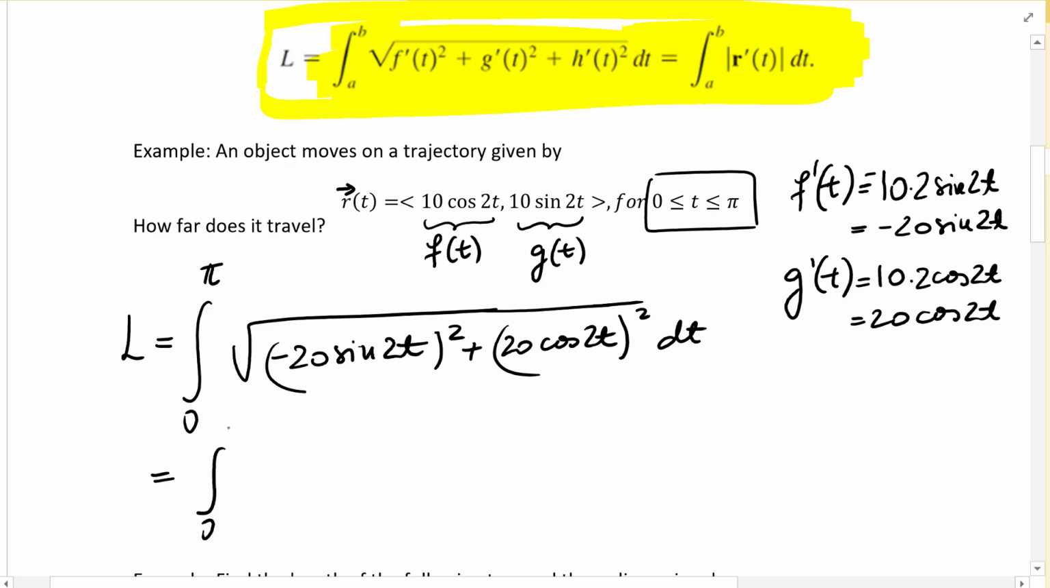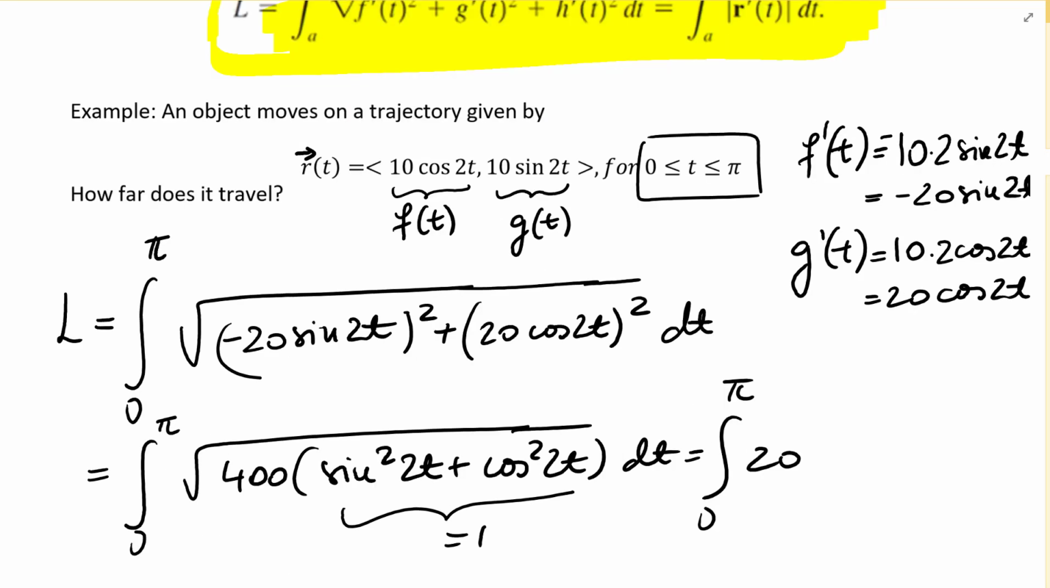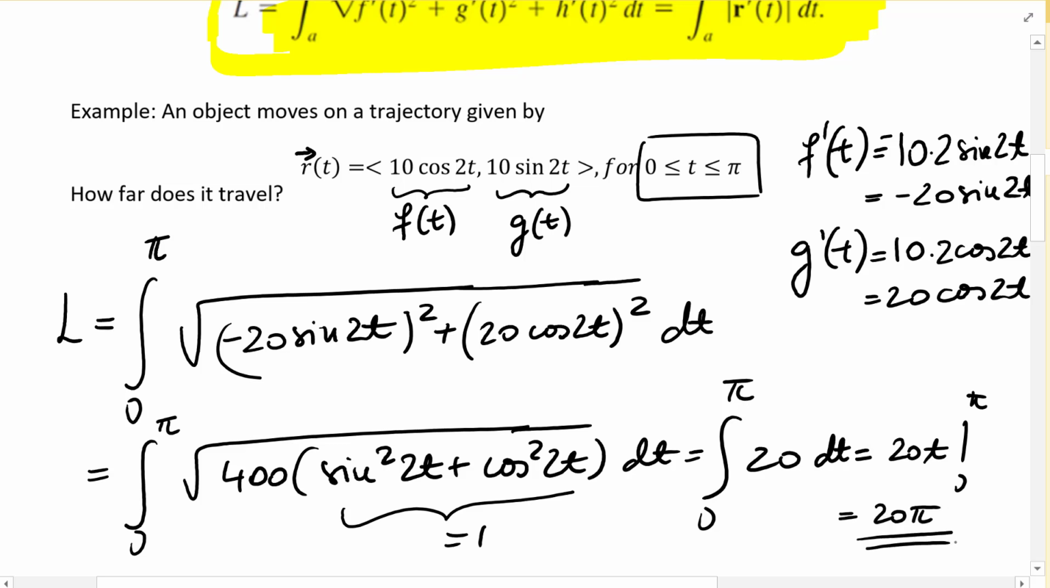So it's going to be the integral from 0 to pi of the square root of 400 sine squared of 2t plus 400 cosine squared of 2t. So I'm going to factor out 400, and I end up with sine squared of 2t plus cosine squared of 2t, which we know is equal to 1. So we get the integral from 0 to pi of the square root of 400, which is 20, dt. That is equal to 20t from 0 to pi, so it's equal to 20 pi. And this is the length of the curve.